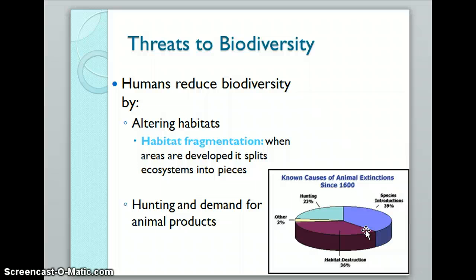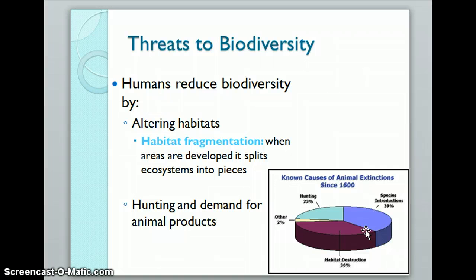In all the ways biodiversity is helpful, human activity is reducing the amount of biodiversity. The five main ways are described here. First, habitat destruction: when we build roads, homes, and buildings, we destroy habitats of different organisms. The smaller the habitat is, the fewer species that can live there. When areas are developed, splitting one large habitat into several small ones, biological islands are created. This is called habitat fragmentation.